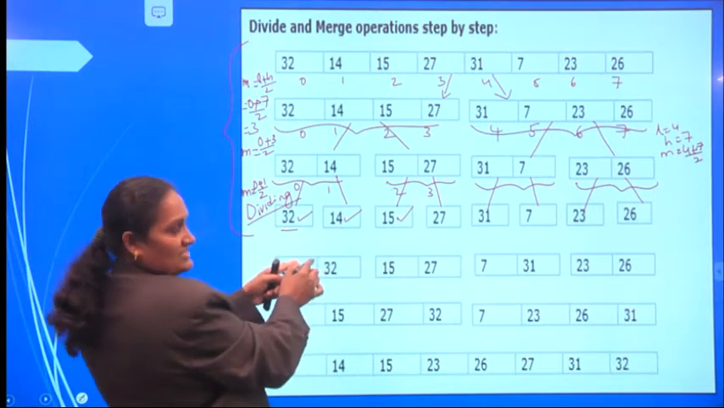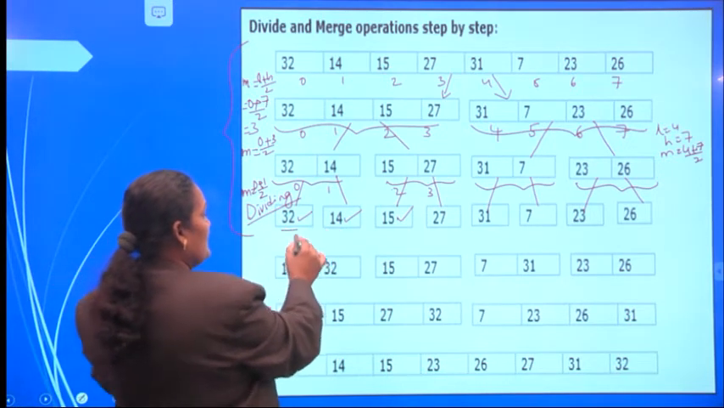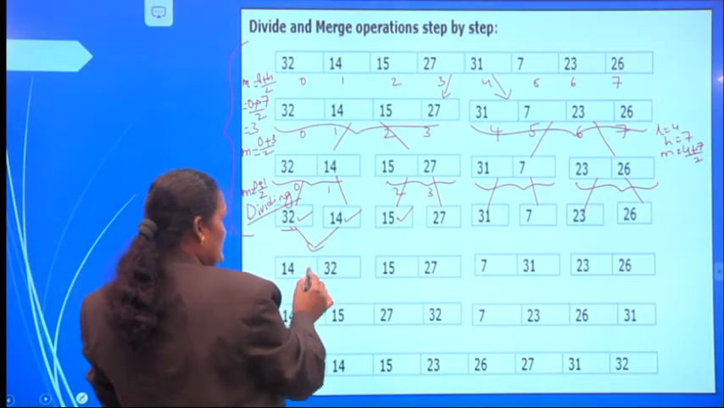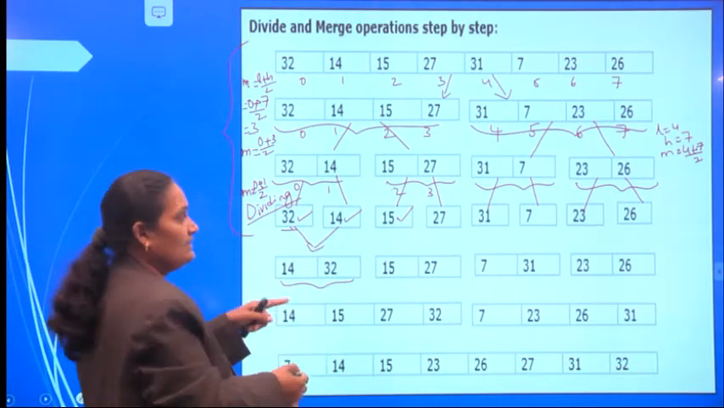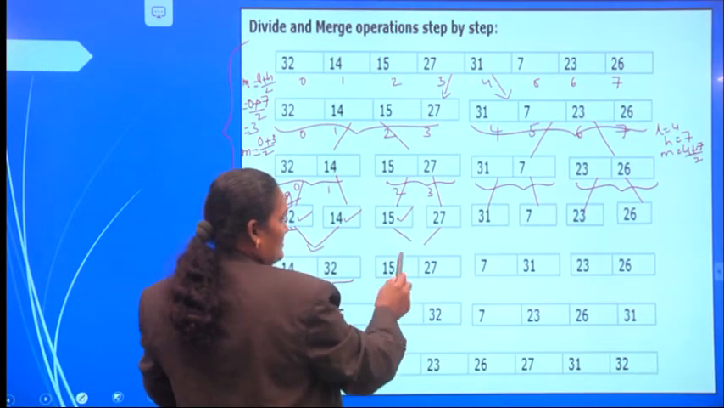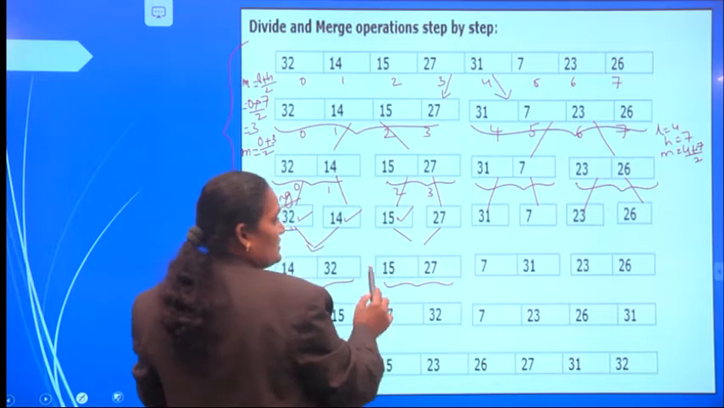These two should be merged. First, these two should be merged. So here by merging these two, we will get a sorted subarray, which is nothing but 1432. In the same way, these two should be merged. By merging these two, we will get 1527.